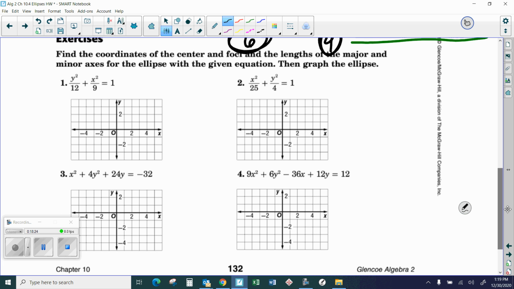Okay. If there's nothing on 1 and 2, if there's nothing there, there's no x minus h and y minus k, you know it's 0, 0, right? So those centers are 0, 0 on 1 and 2. And you go out your distance to get your vertices from there.